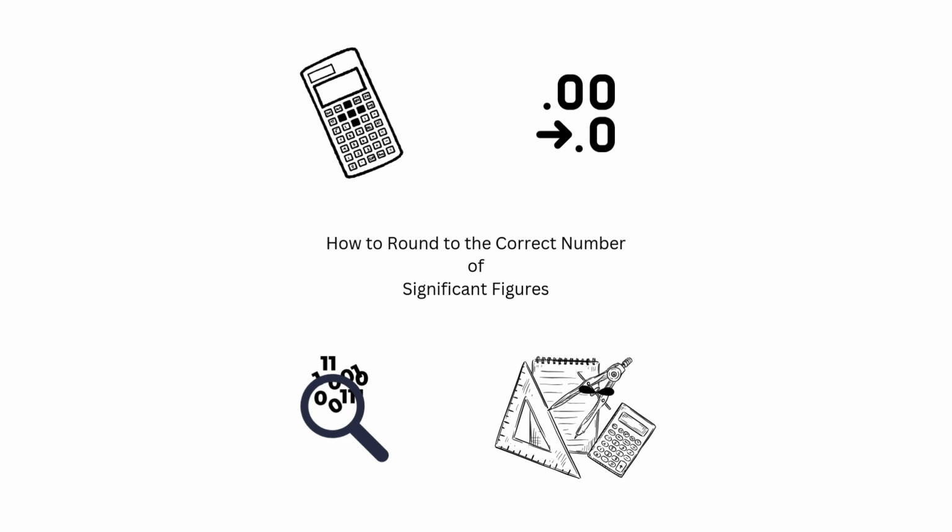Confused about rounding to the right number of significant figures? Let's break it down step by step. Step 1. Identify the significant figures.